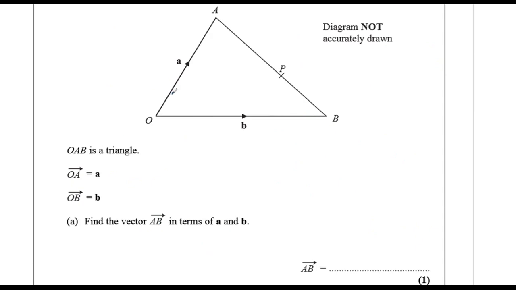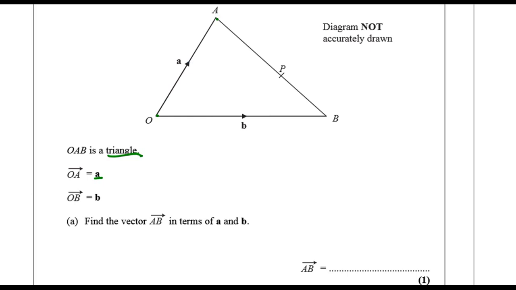OAB is a triangle. So as we said, you go from O, you go to A, you go to B, you join up the points, you get a triangle. Okay, cool. O to A is the vector A. Remember, we underline, they put it in bold. So like I'm saying, O to A here, that arrow shows you which direction you're going, O to A, and so does the diagram.